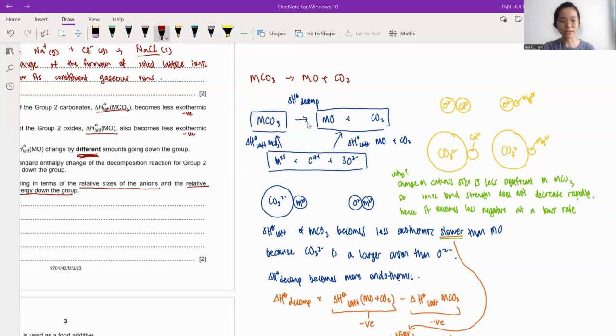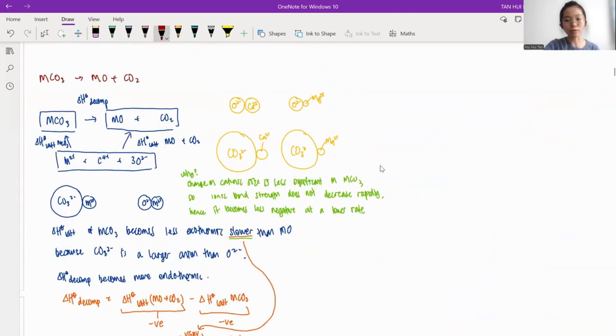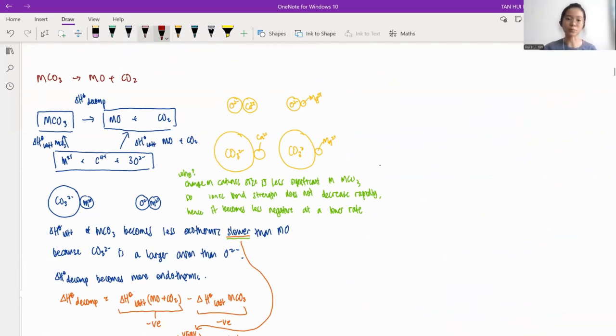And now the question says that the lattice energy of MCO3 and MO change by different amounts. So why did it change by different amounts? It asks you to explain it in terms of relative sizes of anions. So look at the yellow part of the diagram and the green is the explanation. Your oxide is smaller than your carbonate ion. That's why when your carbonate ion, it doesn't affect the lattice energy that much when your cationic radius is changing.